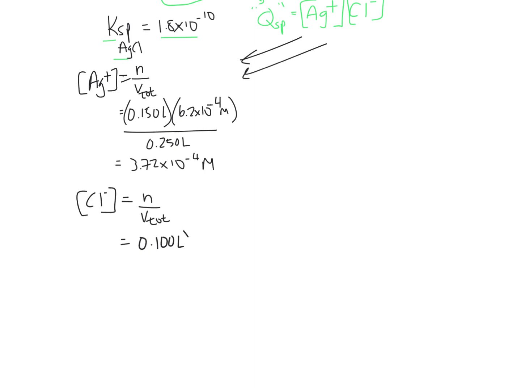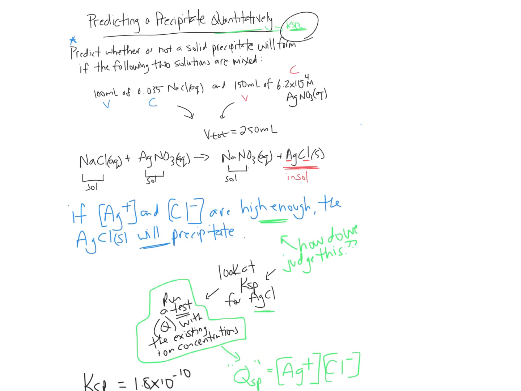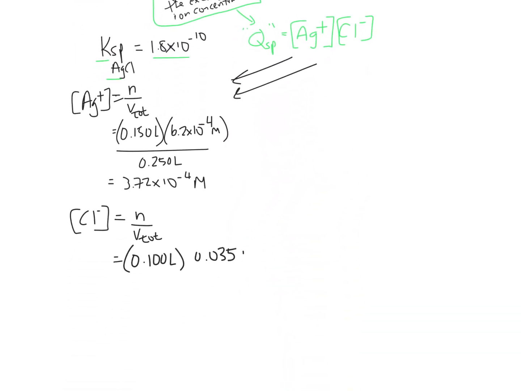Volume is 100 milliliters. Concentration 0.035. V total, 250 milliliters in the new solution. Okay, and then you crunch those numbers. Beep beep beep, and what do you get for this one? 1.4 times 10 to the minus 2 moles per liter.